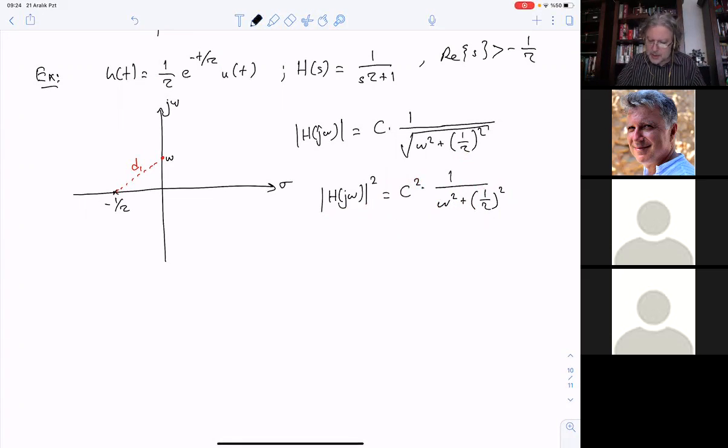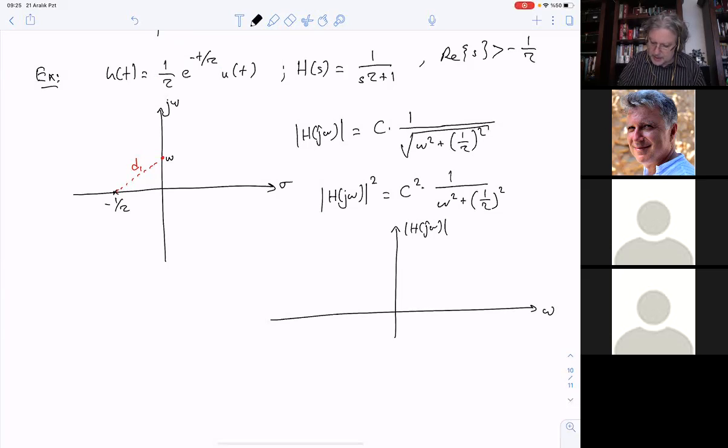So more or less, the situation is like this. Magnitude of h of j omega starts from a maximal point, and then it decreases to 0. Something like this on the omega axis. So I can say that this is some sort of a low-pass filter. There's no better name to give. So it's a low-pass filter.